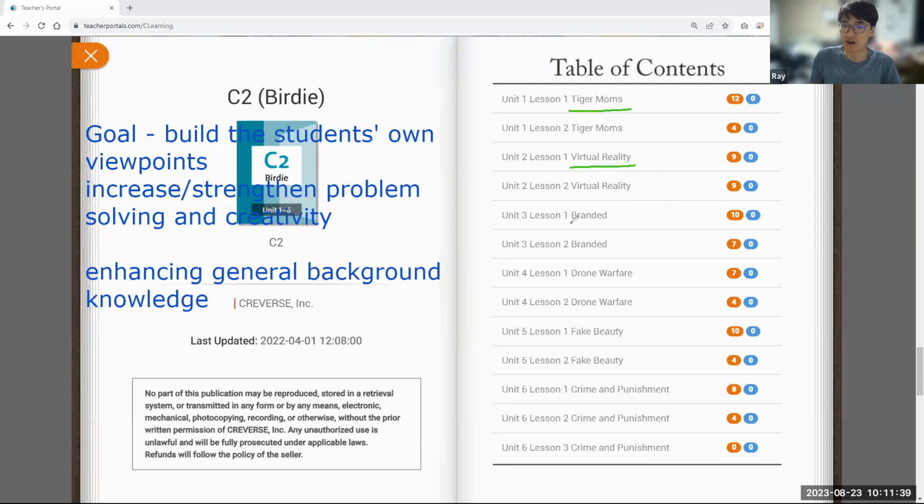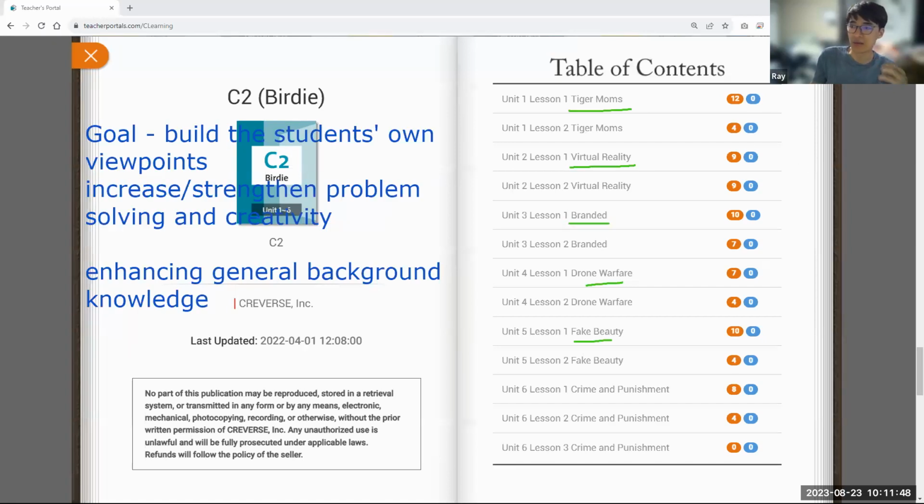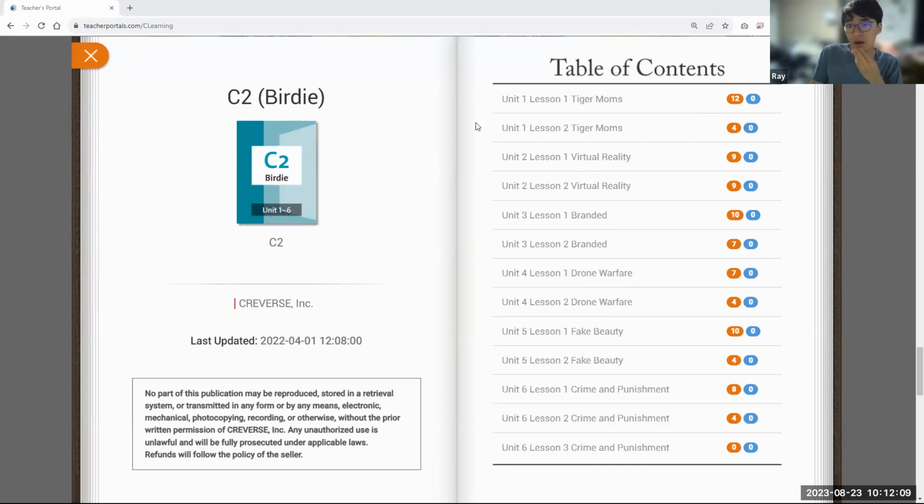Many students know VR, they know brands, they know drones, they know makeup and plastic surgery. And so really we're trying to help the students gain more of that background knowledge so that they're better prepared for, again, future levels, right? The more background knowledge and ideas that they have, the higher their chances of succeeding in the future, especially future classes. So for today, I am going to run through this using Birdie.